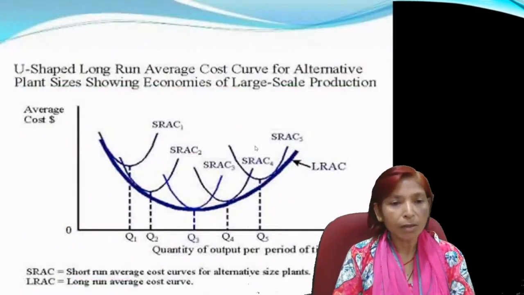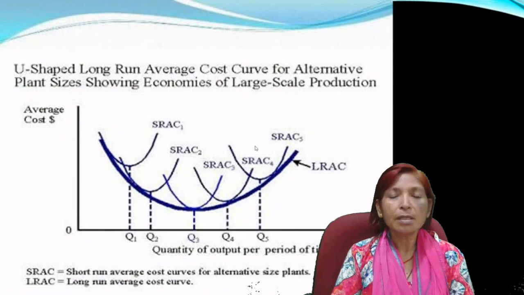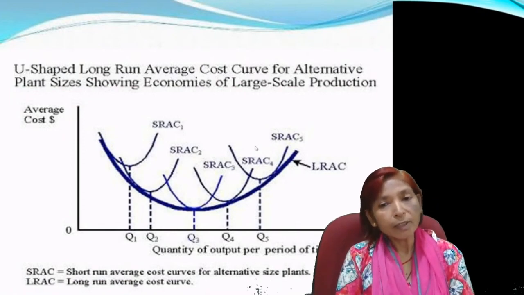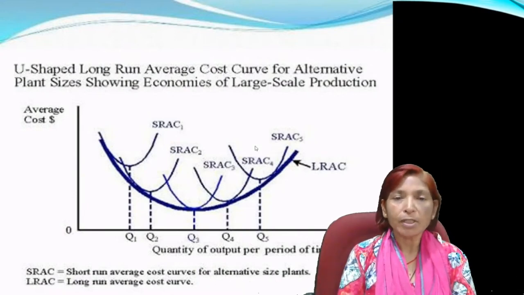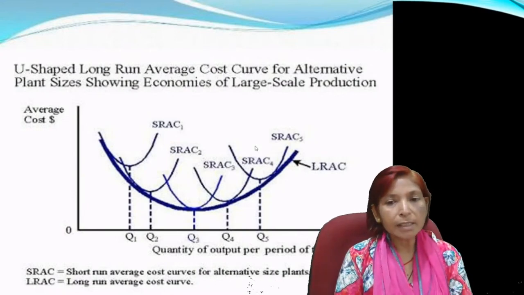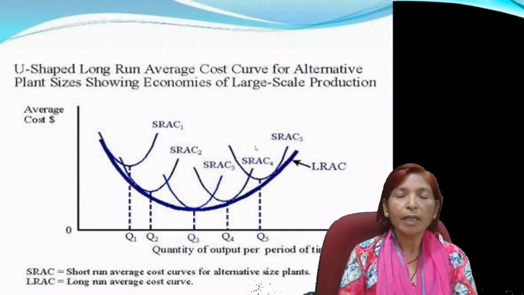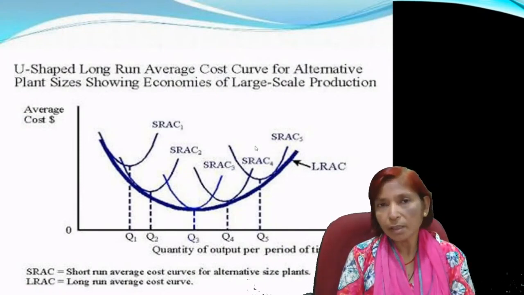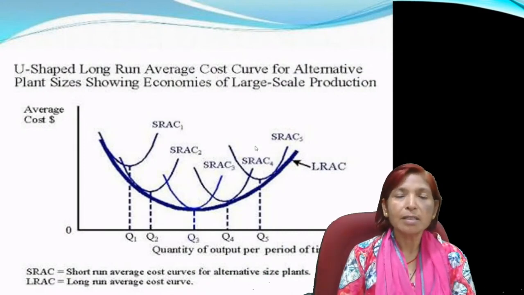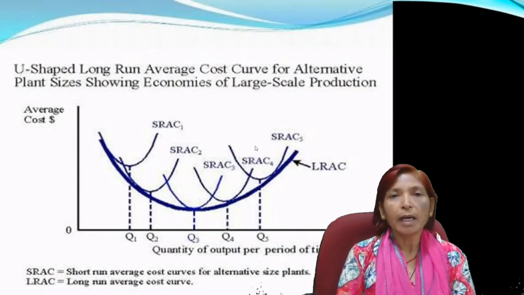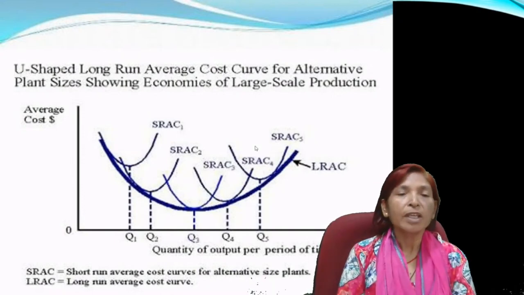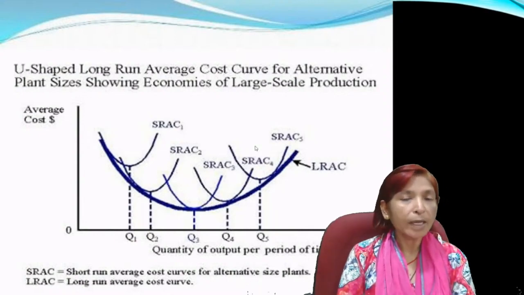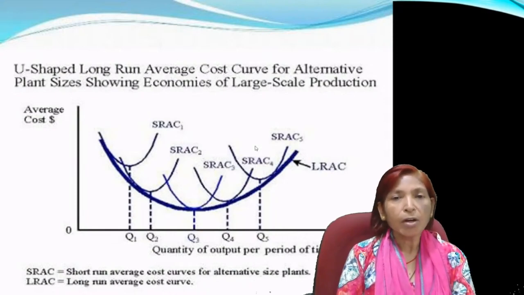Now next is long run cost. Long run cost is that cost which is related with a long time period, and a long time period is that period in which all the factors of production can change easily or simultaneously. And the long run average cost curve we can derive with the help of short run average cost curves, and the long run average cost curve is always a U-shaped curve. This long run cost curve is known as the envelope curve or planning curve.